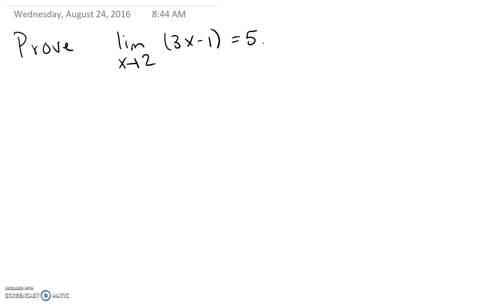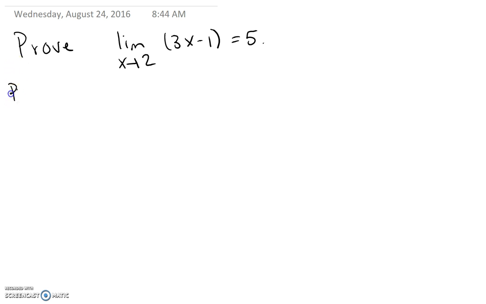Hi, I just want to give you another example of an epsilon-delta proof so that you can have one to study with. So we are going to prove that the limit as x approaches 2 of 3x minus 1 is equal to 5. Now you can see that this is true because obviously 3x minus 1 is defined at 2, and if you plug it in, you're going to get 5. But we're going to use the epsilon-delta definition to prove this.